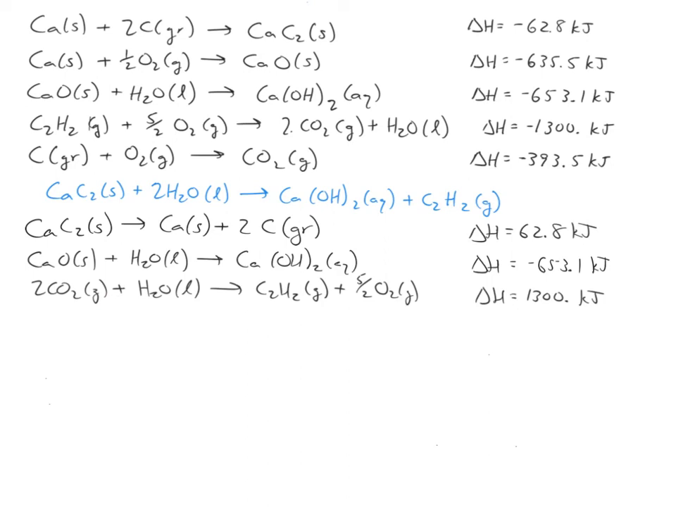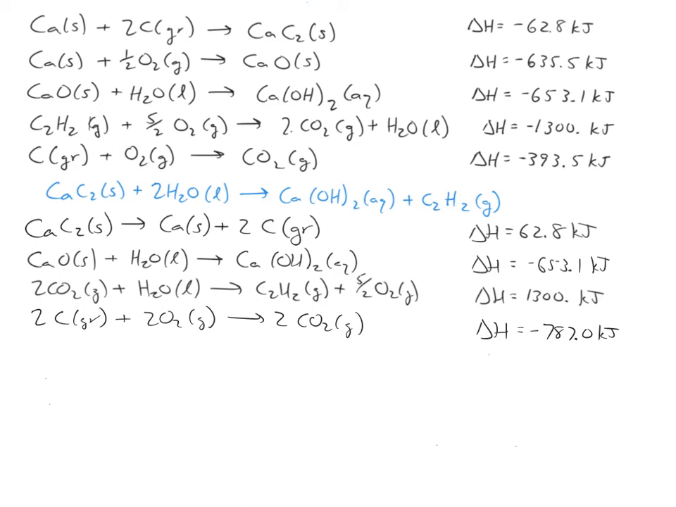So doing that, I get 2C graphite plus 2 O2 gas makes 2 CO2 gas. And since I multiplied the reaction by 2, I've got to multiply delta H by 2. It was negative 393.5. I multiply that by 2. I get negative 787.0 kilojoules. So once again, things are starting to work themselves out.